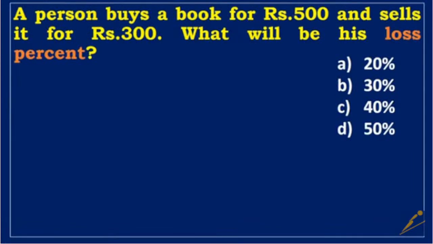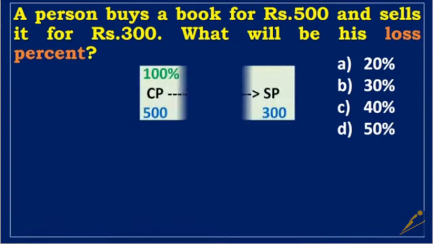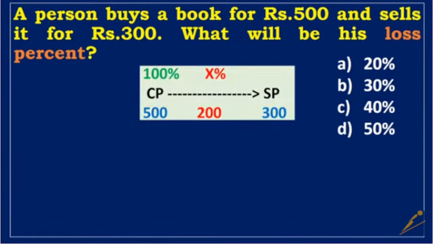Here is an example to help you understand the basic concept of loss percentage. A person buys a book for rupees 500 and sells it for rupees 300. What will be his loss percent? Assume the cost price is 100%, which is rupees 500. The selling price of the book is rupees 300. Loss is calculated as selling price minus cost price. Thus 300 minus 500 equals 200.